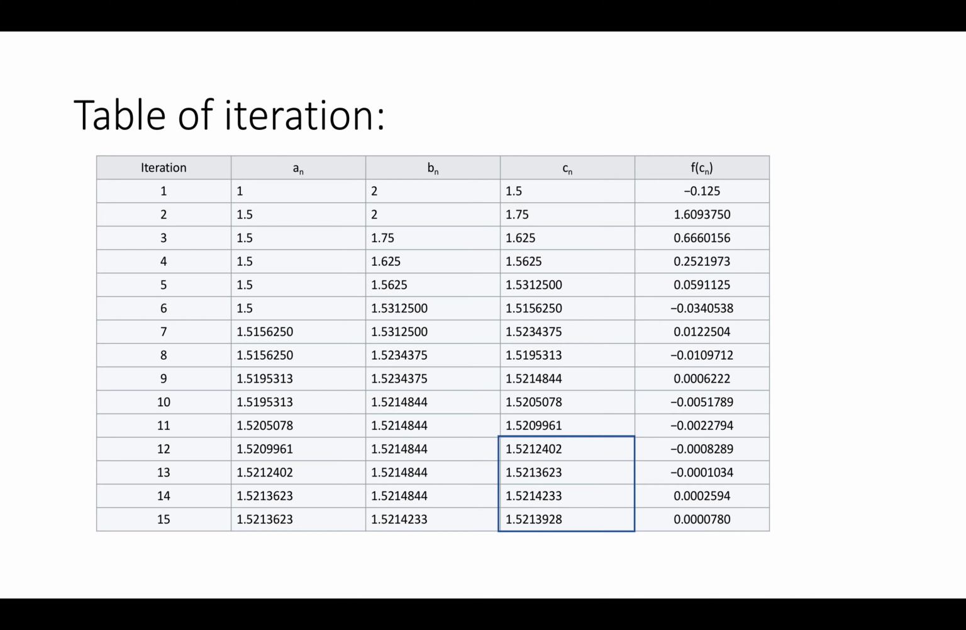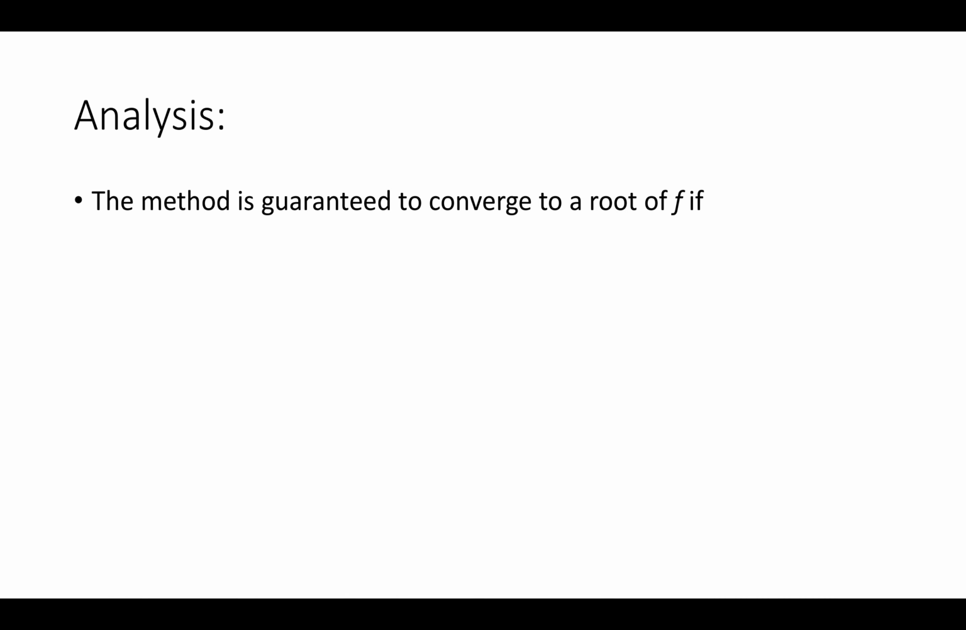So if the root is repeating itself consecutively up to a certain decimal place, then you have to stop. That was your root. So after 13 iterations, it becomes apparent that there is convergence to 1.521. So this is our root. And now let us do certain analysis depending upon this.